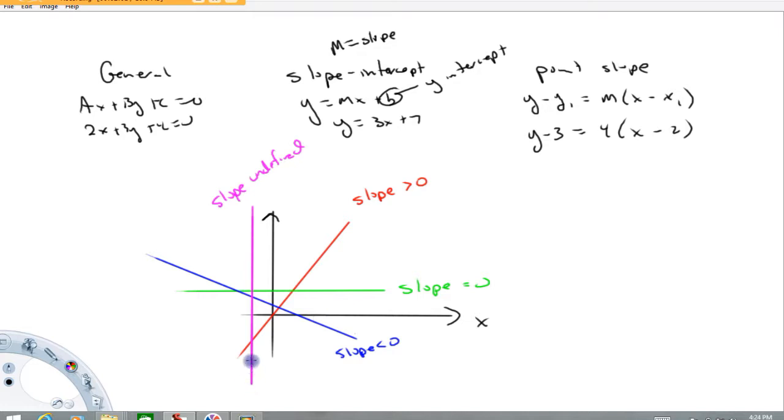And this fuchsia colored one, or purple or pink or whatever you want to call it, is a vertical line, and vertical lines have undefined slope. I'll talk more in other videos about why that is. But it's not that this has 0 slope. I like to say it has no slope, or an undefined slope. So 0 slope, positive slope, negative slope, undefined slope. All right, so moving on with the notes here.